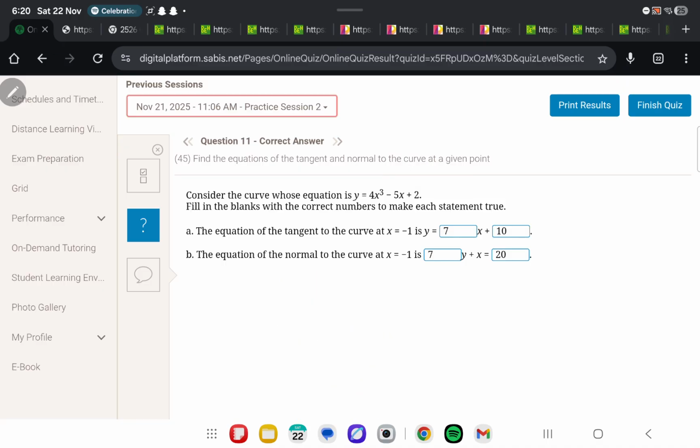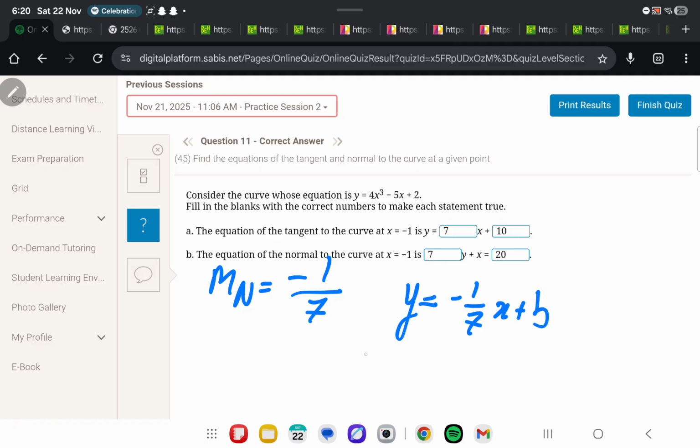Done. Now, the equation of the normal. Remember, the slope of the normal is the negative reciprocal of the slope of the tangent, so negative 1 over 7. Now you plug into the form again: negative 1 over 7x plus b. The point was negative 1 comma 3, so 3 is equal to negative 1 over 7 into negative 1 plus b. What does this give me on the calculator, because it's annoying to do by hand? You get 20 over 7.